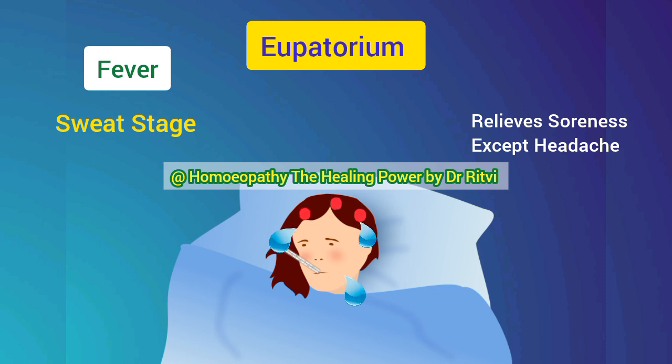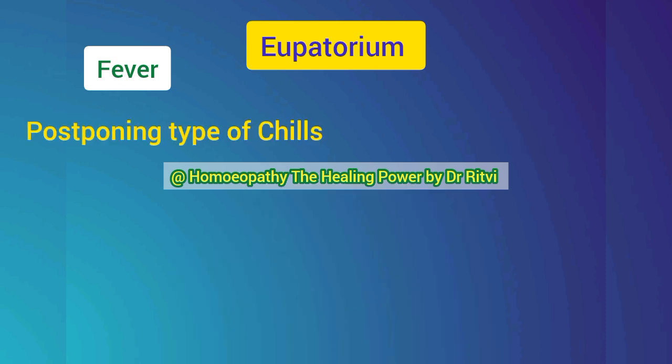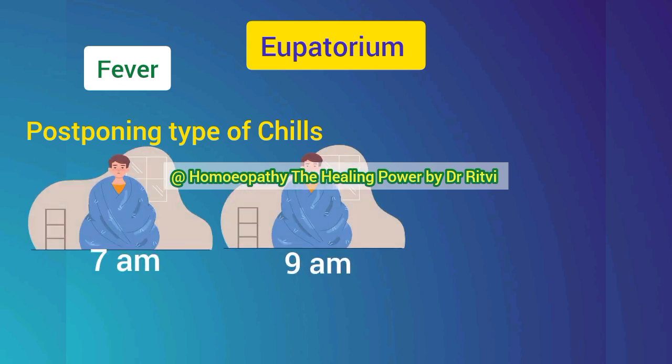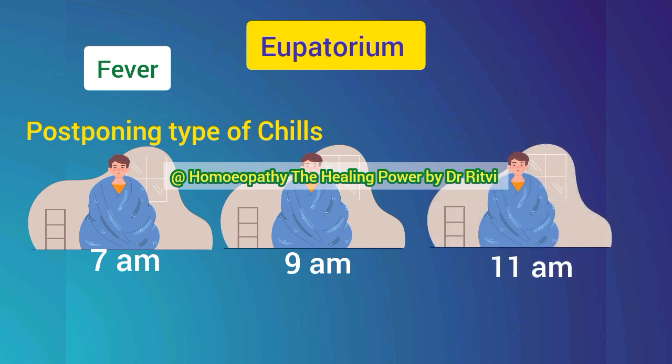Friends, again the keynote symptom seen in the Eupatorium fever is that the patient suffers from postponing type of chills. That means if a patient suffers from chills today at 7 am, the next day the patient will suffer from chills at 9 am. The other day the patient will suffer from chill at 11 am, and it will go on postponing till afternoon. In this way, the timing of the chills will start postponing. Friends, this is all about Eupatorium fever.